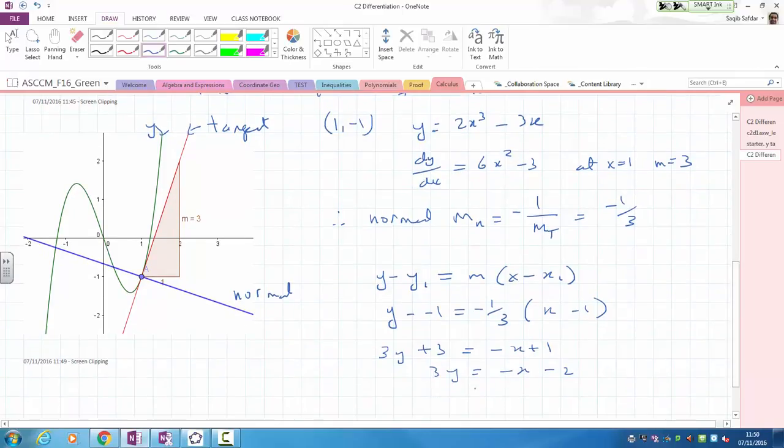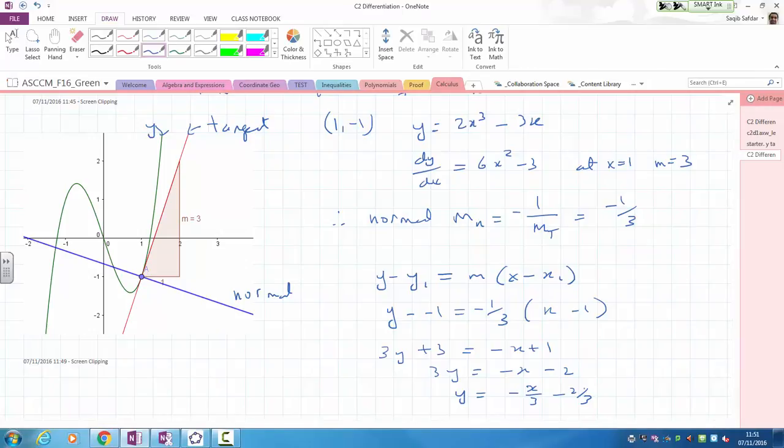And then in some questions, they actually want it in the form ax plus by plus c equals 0, or something like that. Or you can just simply write down y equals minus x over 3 minus 2 over 3. I guess you could put it in that form if you want to, but it is in one of those forms. Okay, and that's it. That's your equation of the normal, which is perpendicular to the tangent.